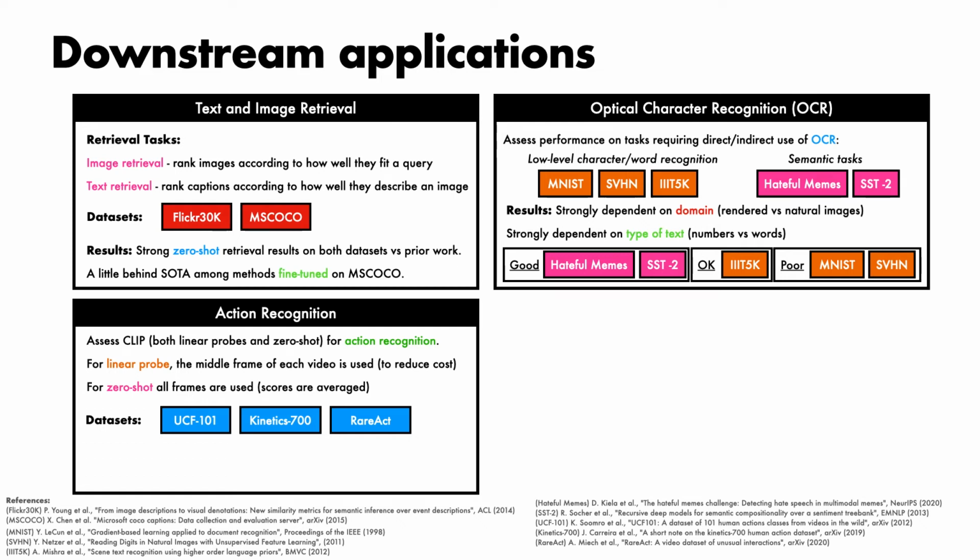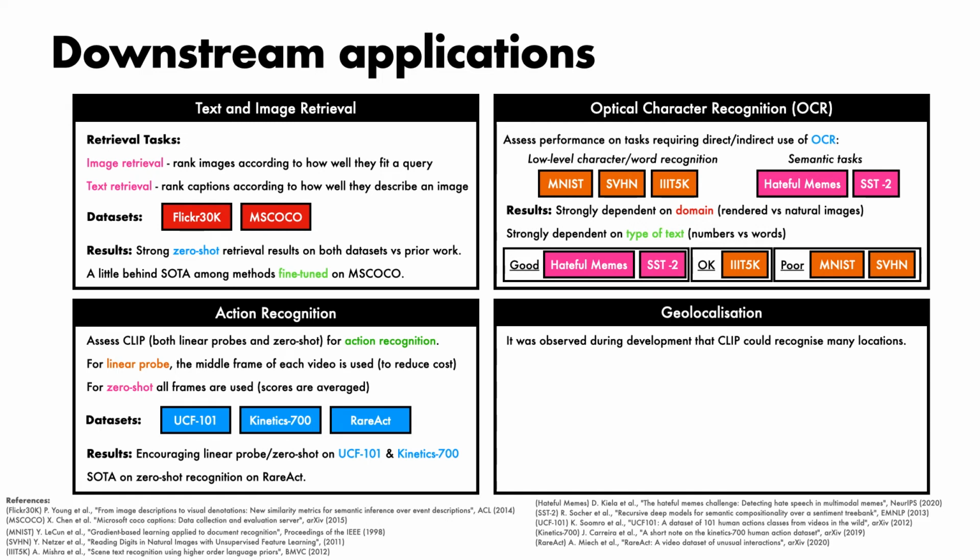The results indicate encouraging linear probe and zero-shot performance on UCF 101 and Kinetics 700, suggesting that CLIP has indeed learned something of actions. On the RareAct dataset, comprising unusual actions like drilling an egg, CLIP improves strongly over the existing state-of-the-art. Finally, it was noted during development that CLIP seemed to be capable of recognizing many different locations.